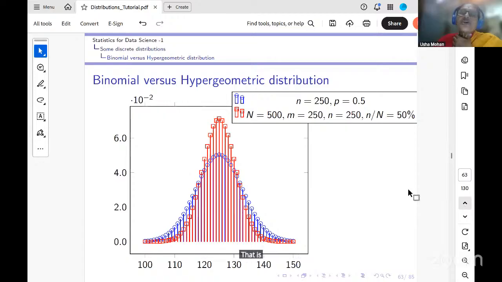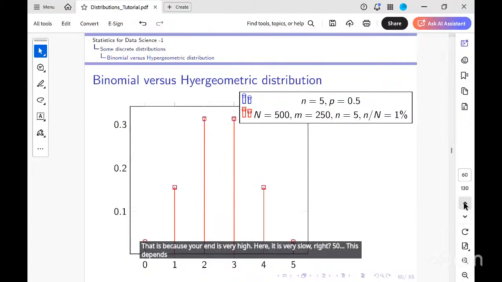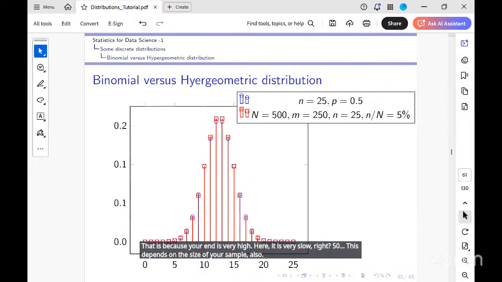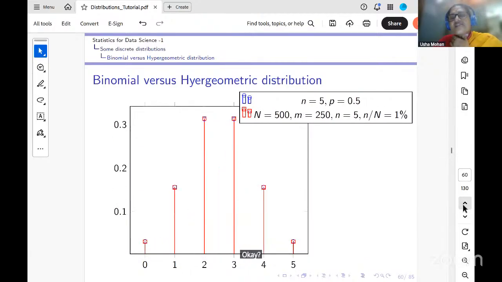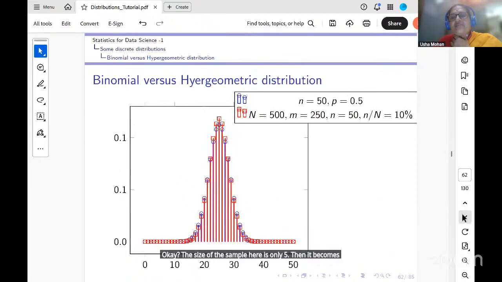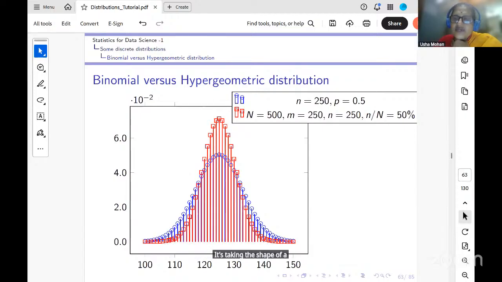That is the shape because your n is very high. Here it is very low, right? This depends on the size of your sample also. The size of the sample here is only 5. Then it becomes 25. Then it becomes 50. And the minute it becomes very high, it takes the shape of a bell-shaped curve. Is that clear?